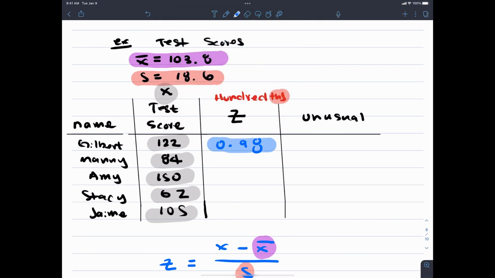0.98. Now, is that bigger than 2? No. So what do we say? Is that an unusual z-score? That's a no. Good job. So you have to know what bigger than 2 means and smaller than negative 2. Okay. Anybody have any questions on that one?